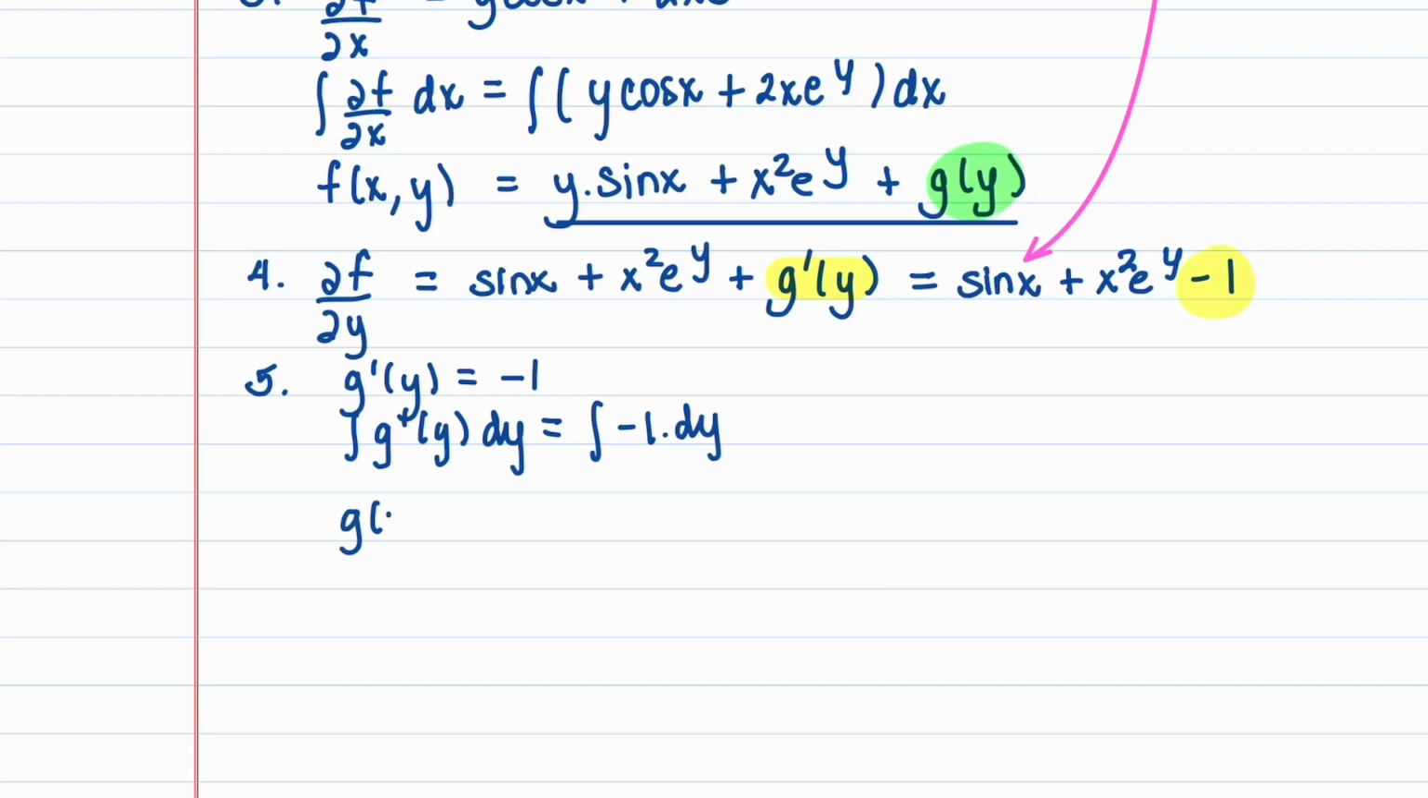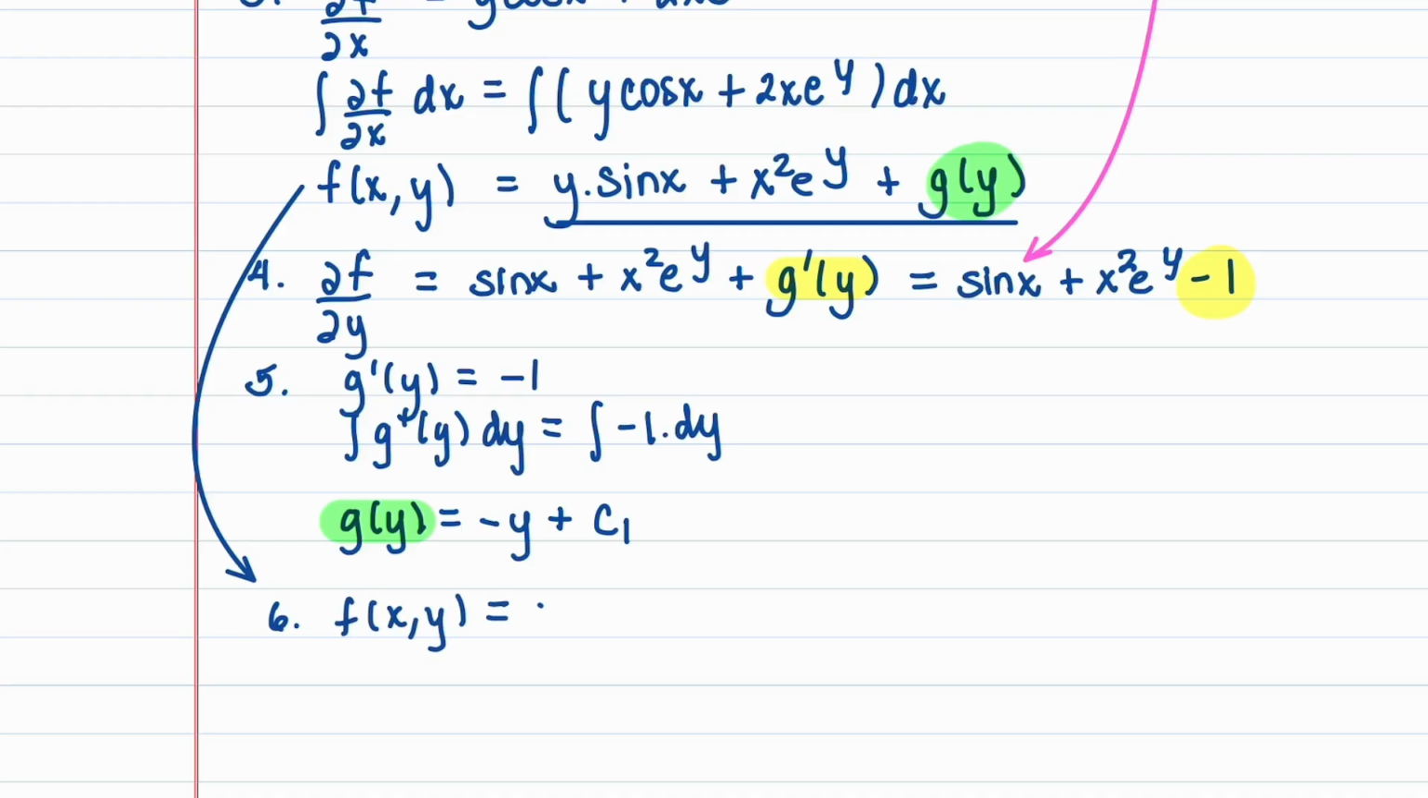On the left, we get g of y, and then on the right, we get minus y plus an arbitrary constant that we'll call c1. We now have g of y, and we can substitute it back into our equation for f back in step 3. Let's take this and bring it down here. And this gives us our step 6. We have f of x y is equal to y sine x plus x squared e to the y. And now we're going to add in g of y, and that's minus y plus c1.